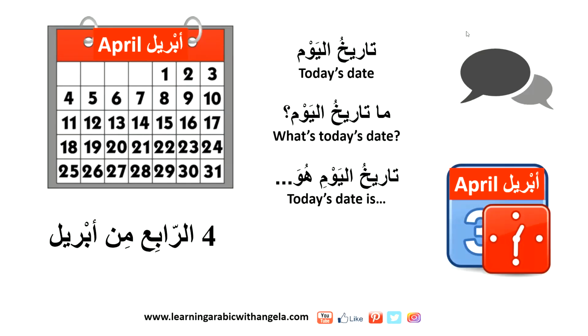It's important as well to go through dates and months because you might need them when you're making bookings. تاريخ refers to date and it also means history. So if you're studying history, you can say أنا أدرس التاريخ, I'm studying history, and it also means date. So تاريخ اليوم, today's date. If you're asking what's today's date, ما تاريخ اليوم.